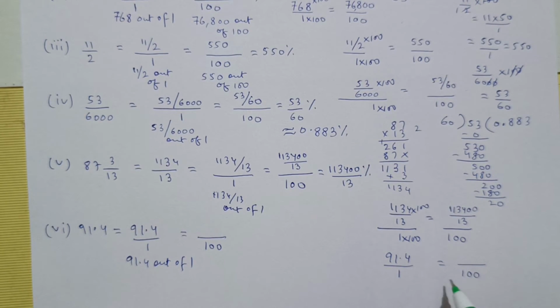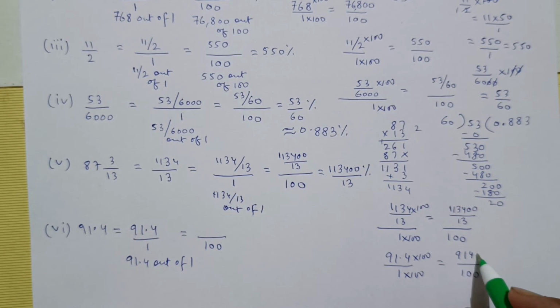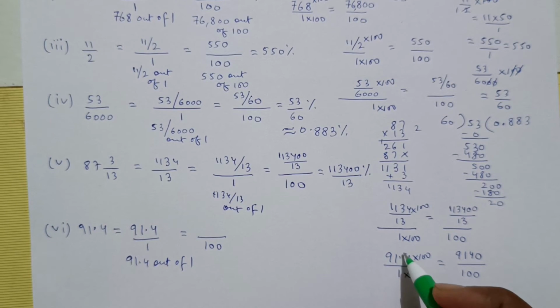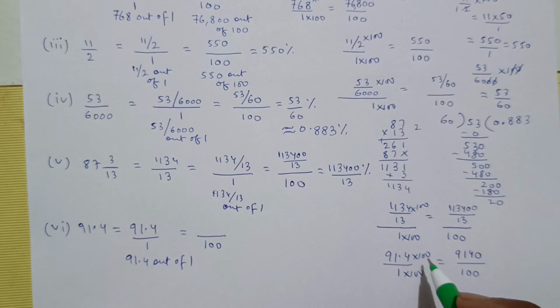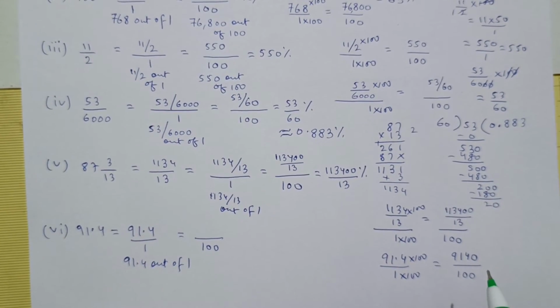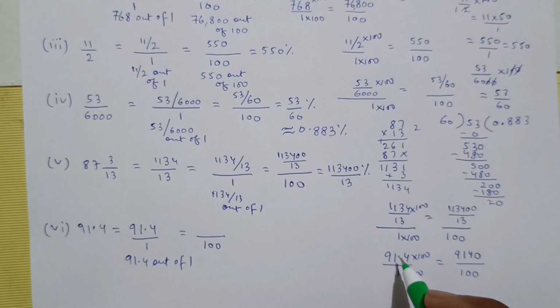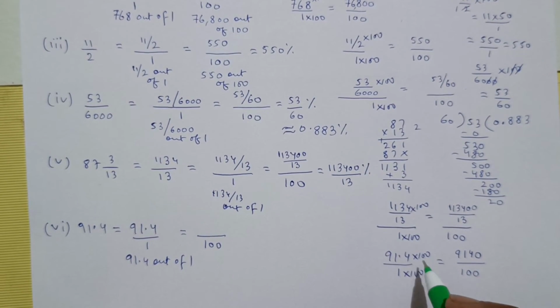Here the denominator is 1. I want the denominator to be 100. So 1 into what is 100? 1 into 100 is 100. So I will multiply the numerator also with 100. 91.4 into 100 is 9140. You shift the decimal to the right hand side by 2 places, because you are multiplying by 100. This is the trick. When you multiply by 10, 100, 1000, 10,000, 1 lakh, 10 lakhs, if you are multiplying, you shift the decimal to the right hand side by the number of zeros.